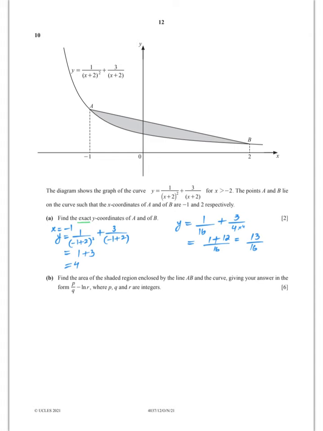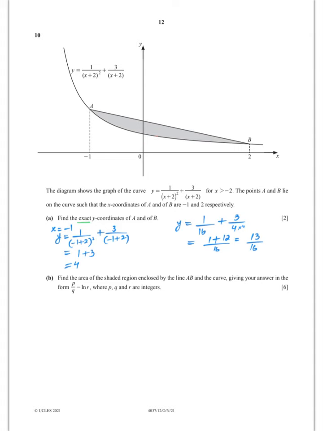After that, part B. Find the area of the shaded region enclosed by the line AB and the curve. Give your answer in the form p over q minus ln r, where p, q and r are integers. So you need to find the area of the shaded region. To do that, first we need to find the area under the line and the area under the curve. Subtract them to find the area of the shaded portion.